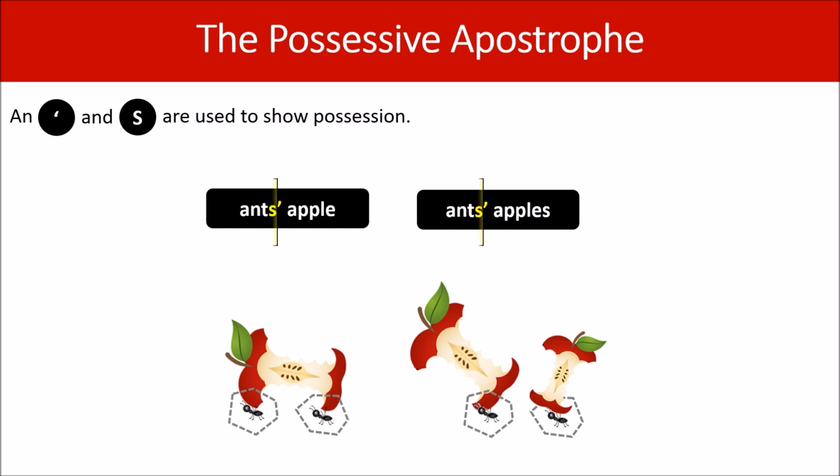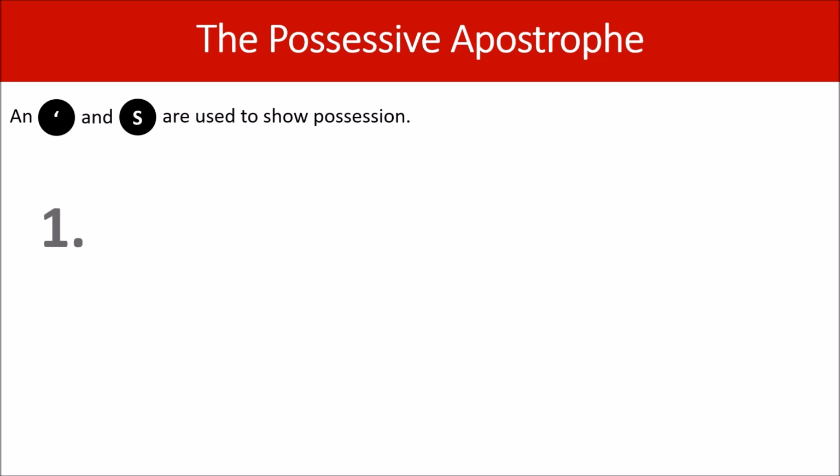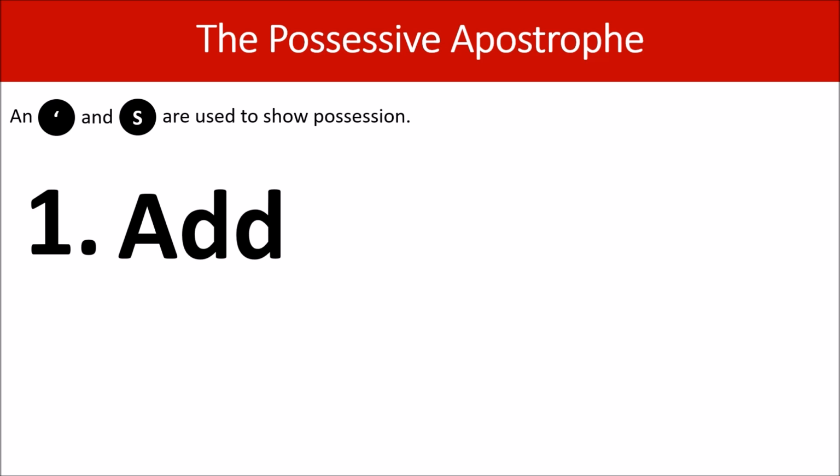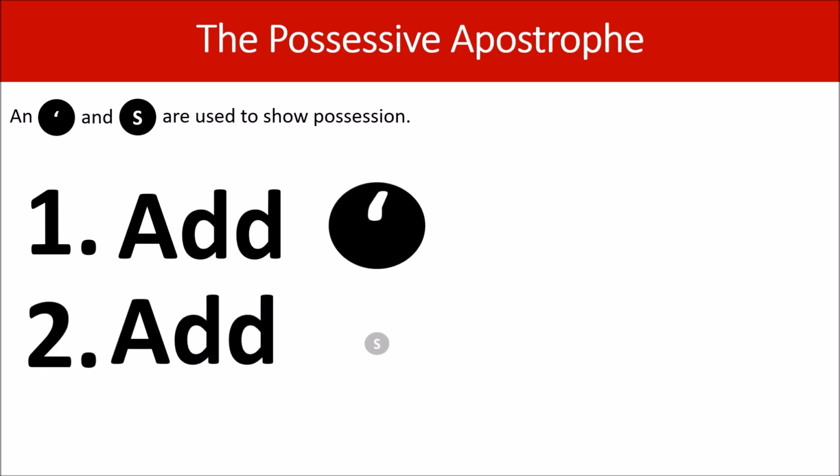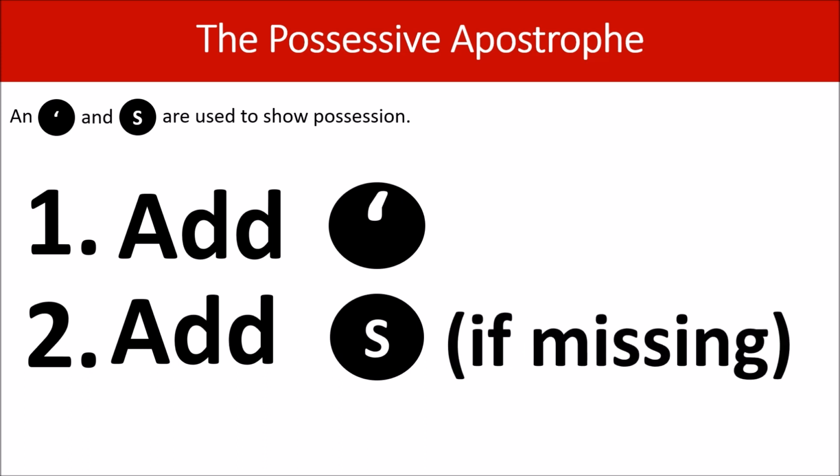And you can always do that check. Remember, everything to the left of the apostrophe should be the possessor spelt perfectly. These are both correct. So, to summarize, there are just 2 steps that cover every single type of noun. Step 1, add an apostrophe. Step 2, add an S if there isn't an S. That works for everything.